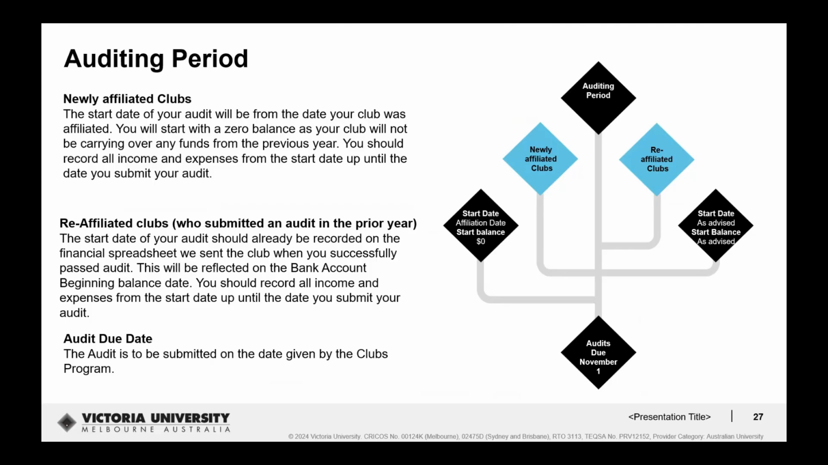For re-affiliated clubs who completed an audit the year prior, the start date of your audit should already be recorded on the financial spreadsheet we sent the club when you successfully passed your previous audit. This will be reflected on the bank account beginning balance date. You should record all income and expenses from the start date up until the date you submit your audit.